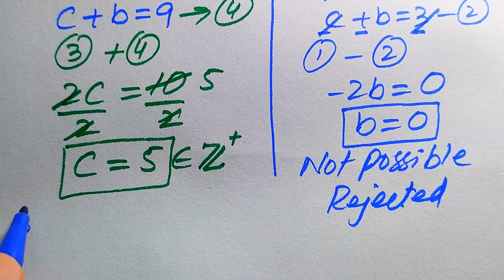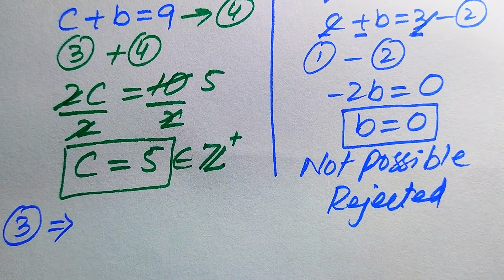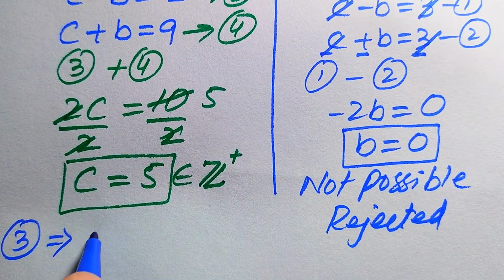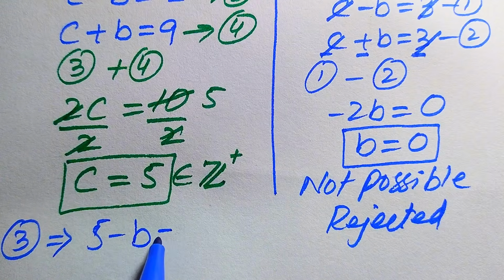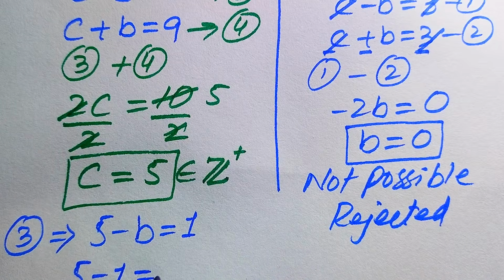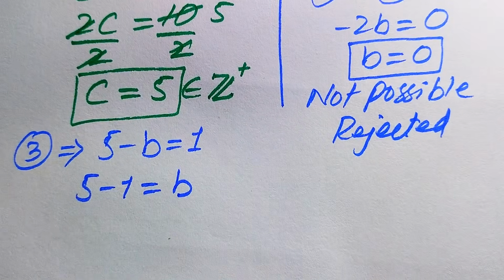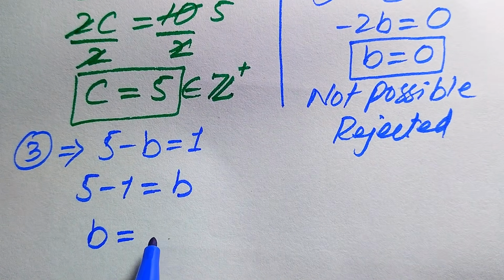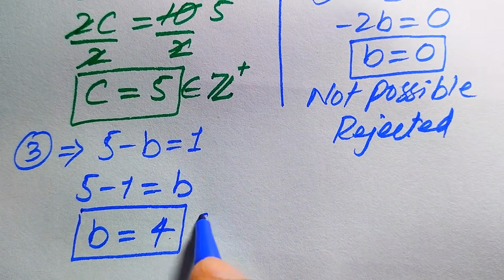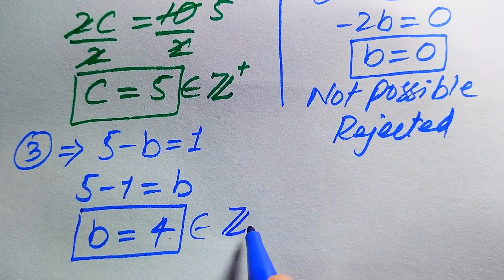We write equation number 3, which implies that we put the value of c here, and it becomes 5 minus b equals 1. Here we move b to the right hand side and 1 to the left hand side, and it becomes 5 minus 1 equals b. So we easily get the value of b equals 4. This is the value of b, and again, you see our b is a positive integer.